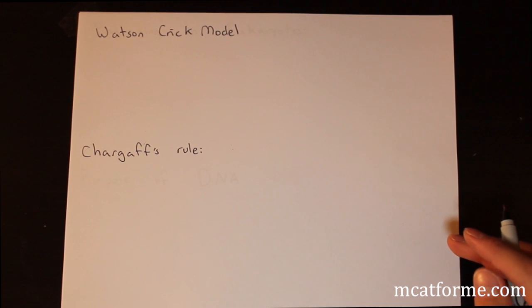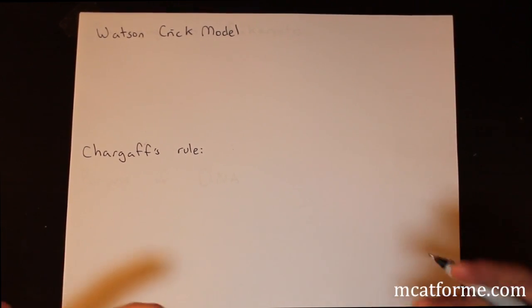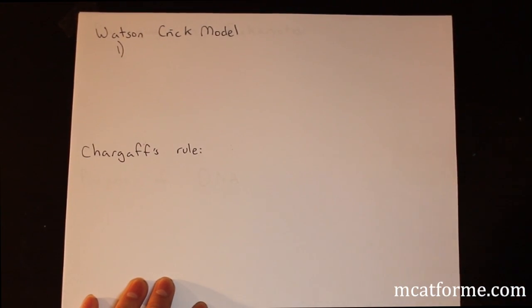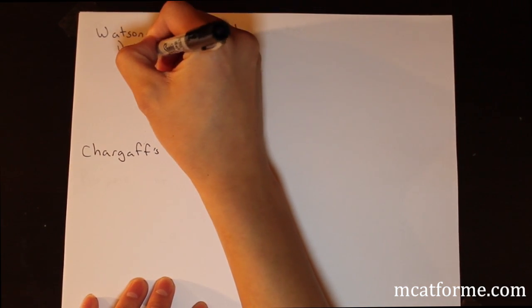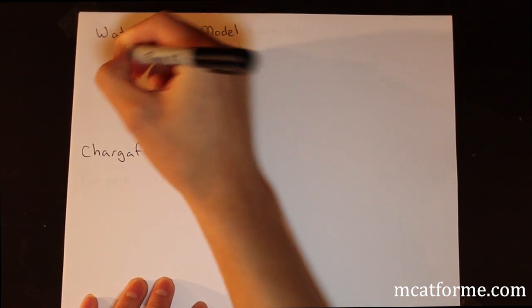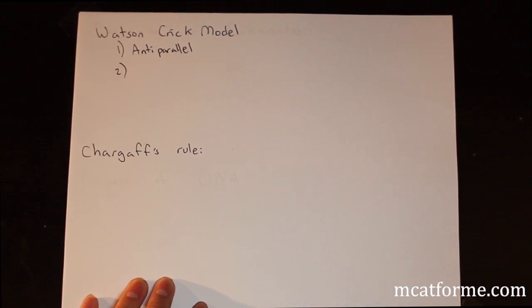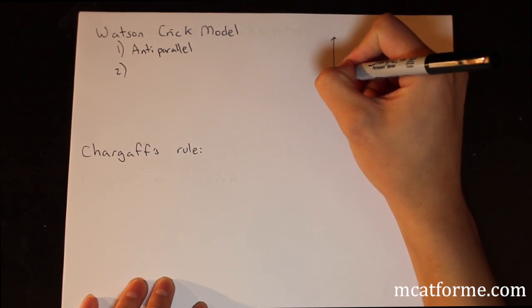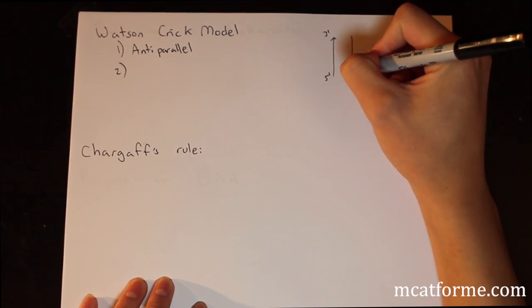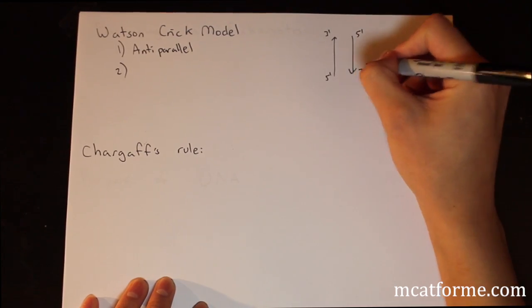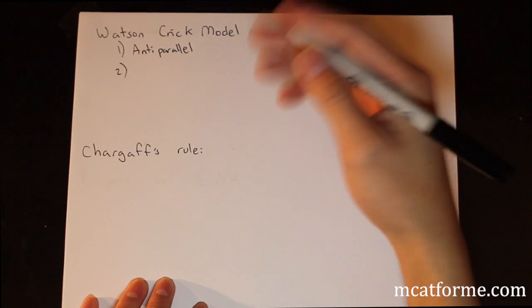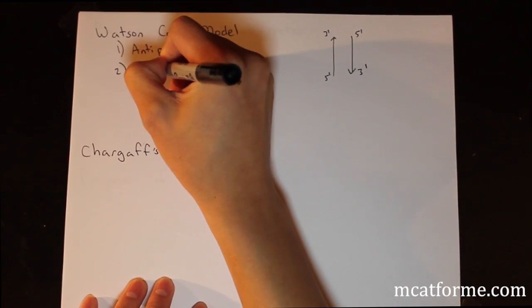The next thing we're going to be looking at is the Watson-Crick Model and Chargaff's rule. Watson and Crick, those are the guys who invented it. Not important. What's important is what they actually found. They found three things that we really need to know. One is that DNA is anti-parallel. What does that mean? In one direction you have DNA going 5' to 3', and in the other direction we have 3' to 5'. They're opposite, and that's why they're anti-parallel. And to add on to that, they're in a double helix.